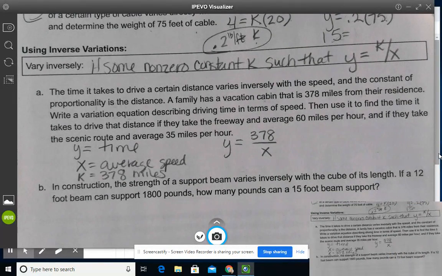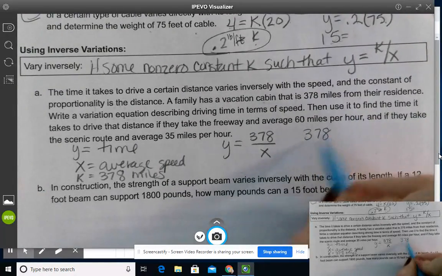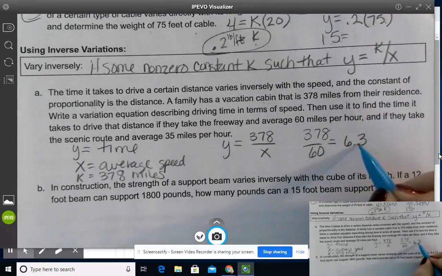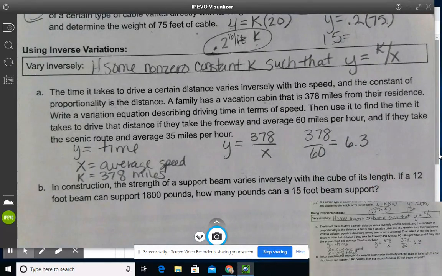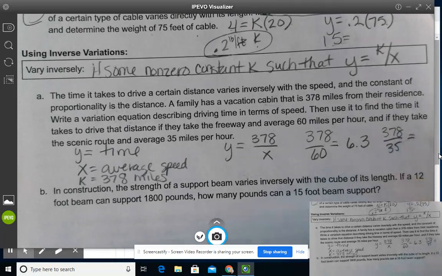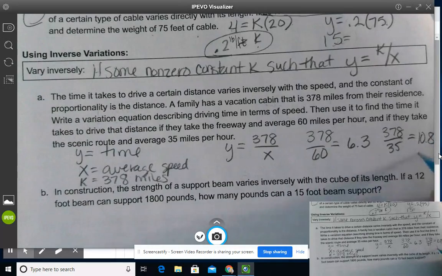Okay, so if their average speed is 60 miles per hour, we're substituting that in. And that would give us about 6.3 hours. And then what was the other one? 35. So if you take 378 divided by 35, that would give you 10.8 hours.